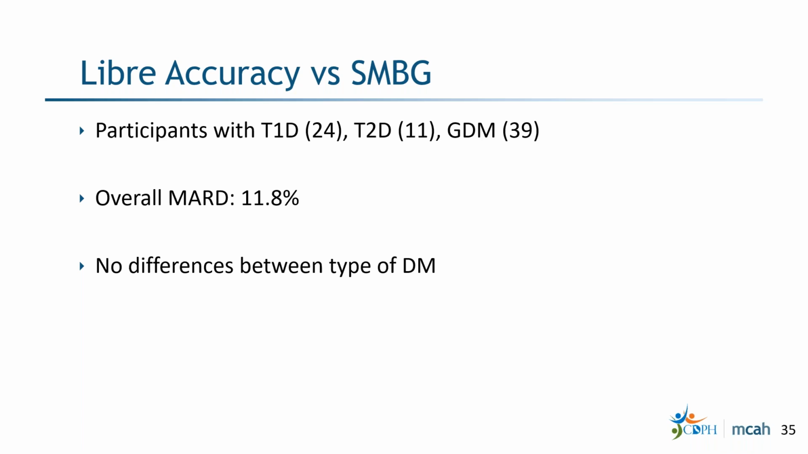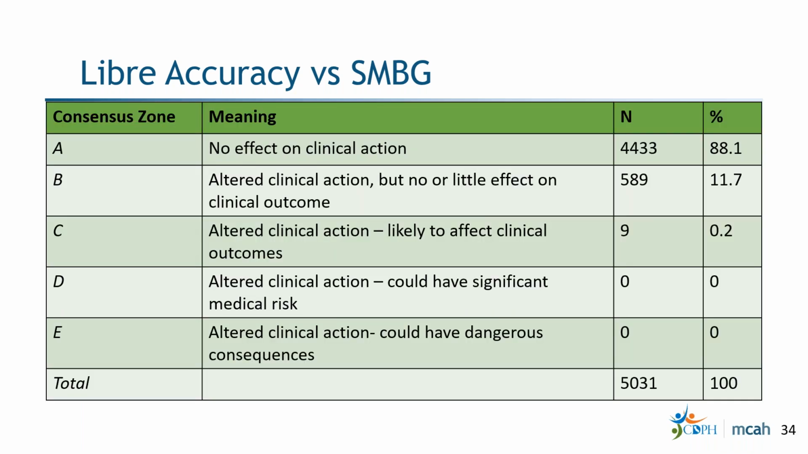So I want to just share some results about the Libre accuracy versus SMBG. This study included participants with type 1 diabetes, type 2 diabetes, and gestational diabetes, and found overall that the MARD was 11.8%. And there was actually no difference in diabetes type, whether they had type 1, type 2, or true gestational diabetes diagnosed in pregnancy.